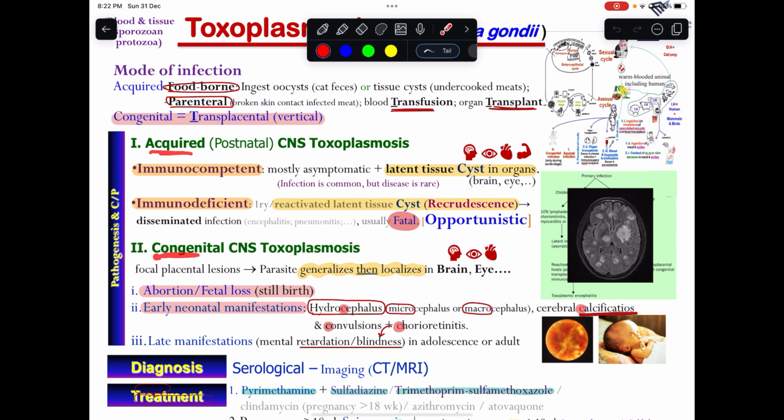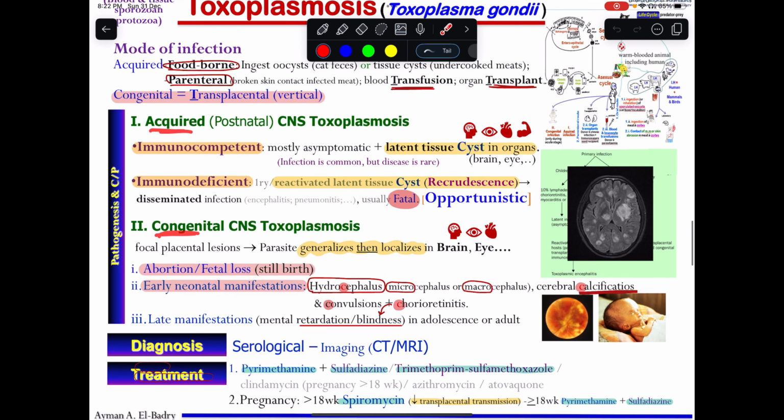What about the congenital? For the congenital, we said it disseminates in the acquired form, but here no, because it comes from the placenta. It's going to be generalized and then it localizes in the brain, in the eye, wherever. Mainly remember the brain and eye to understand what it could cause.